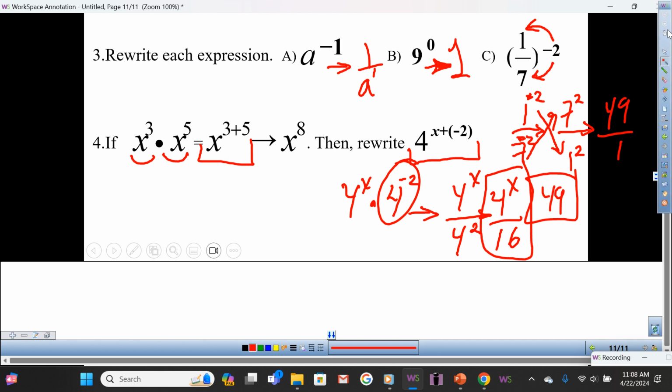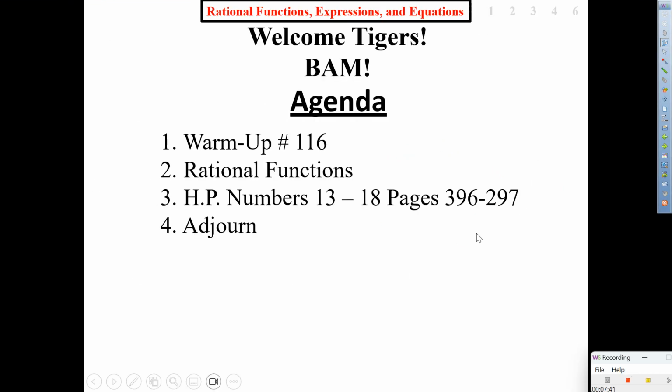Okay, good. All right, so with that said, copy the agenda. Warm-up number 116, rational functions. Tonight's home play numbers 13 through 18 only. I attached some pages from a resource for this section. This should be on the code that I'm going to give you right now with Nearpod.